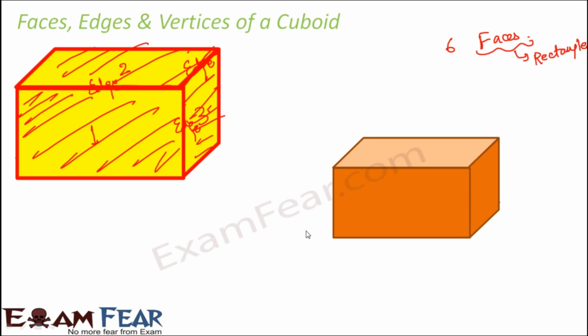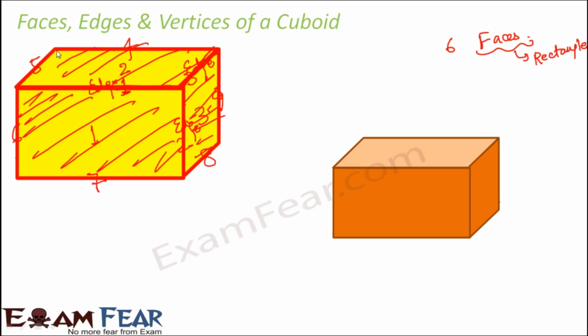Now when you look at this cuboid, how many edges do you have? Now when we look at a cuboid from the front view, we can see how many edges. So this is one edge. Let's call this edge number 1. This is edge number 2. This is edge number 3. This is edge number 4. This is 5. This is 6. This is 7. This is 8. This is 9. So 9 edges we can see.